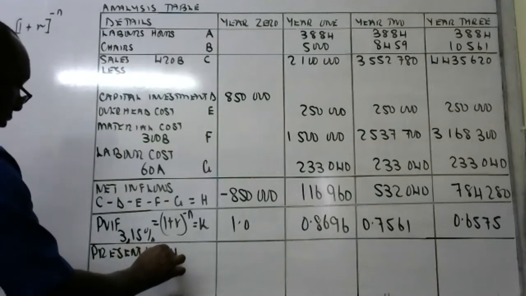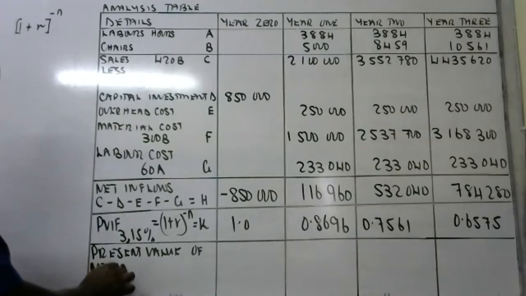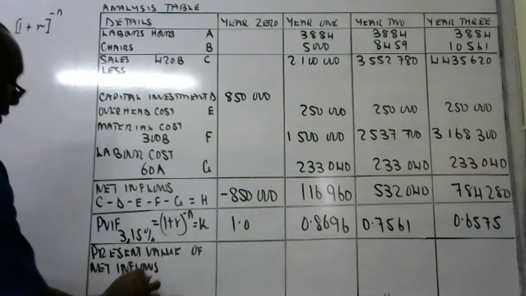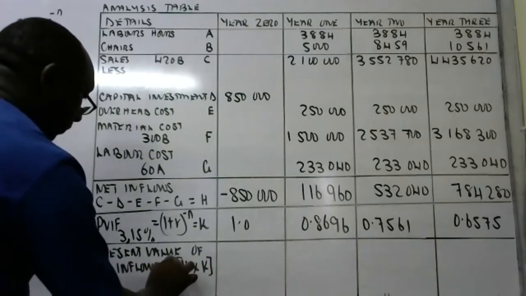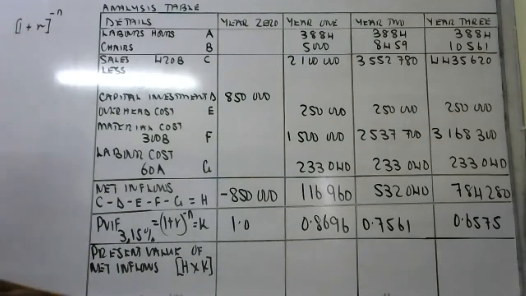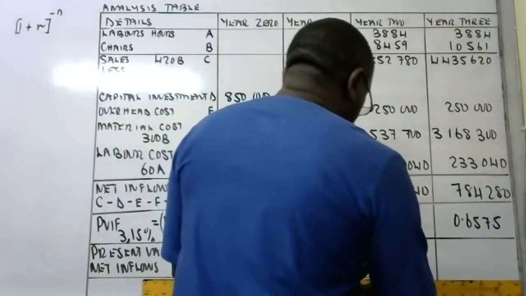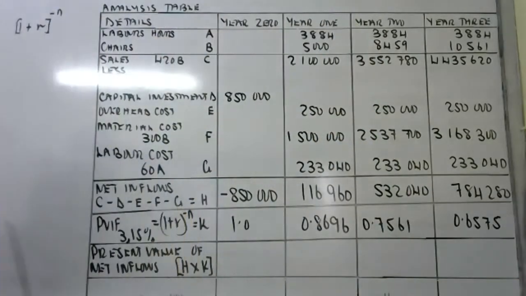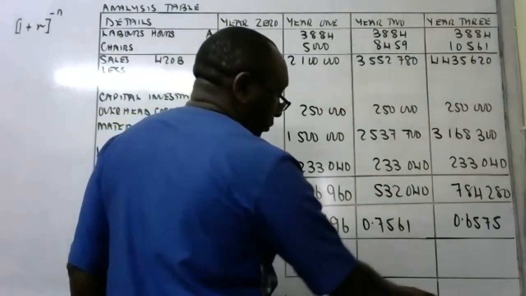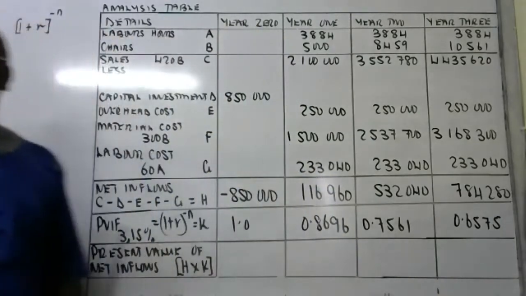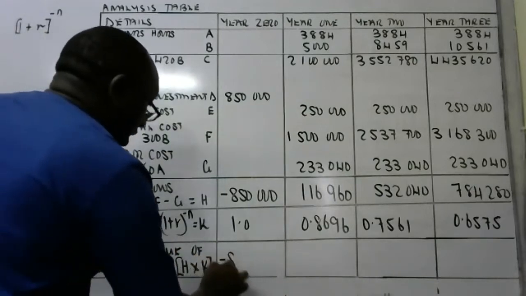So present value of inflows, net inflows, it will be H multiplied by K. So the first one will obviously be minus 850.